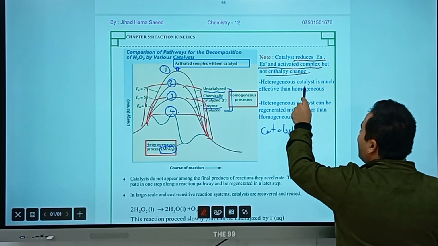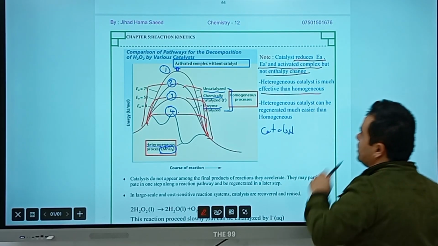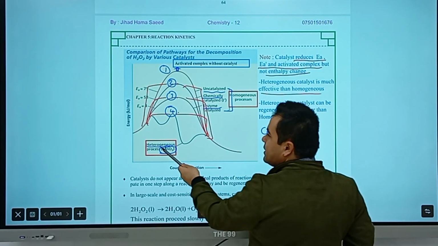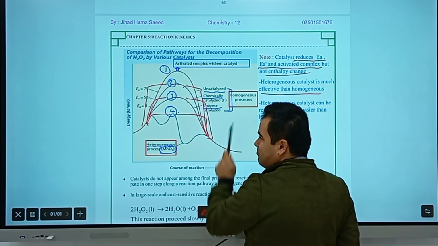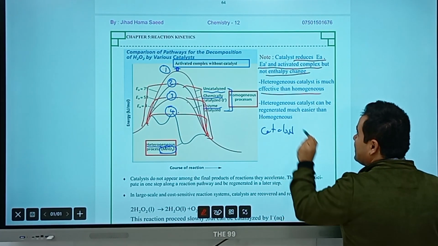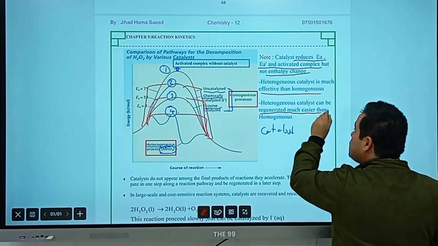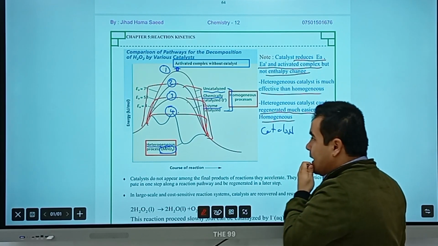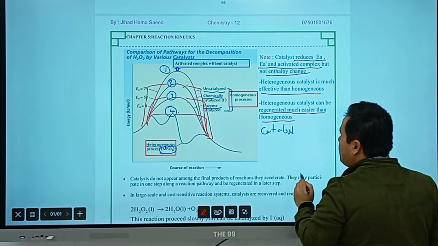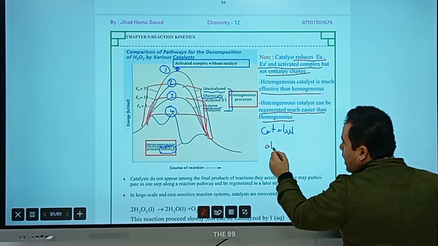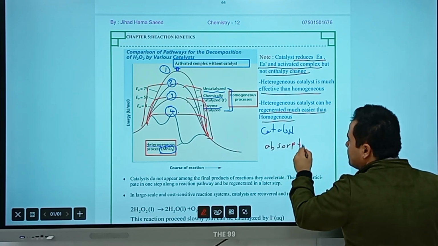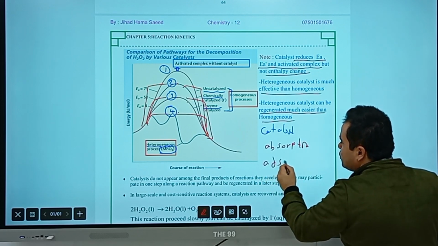A heterogeneous catalyst is much more effective than the homogeneous. How? Guys, you can see the heterogeneous path is much shorter than the homogeneous process. And a heterogeneous catalyst can be regenerated much more easily than the homogeneous. Guys, for the heterogeneous, we have two processes, absorption and adsorption.